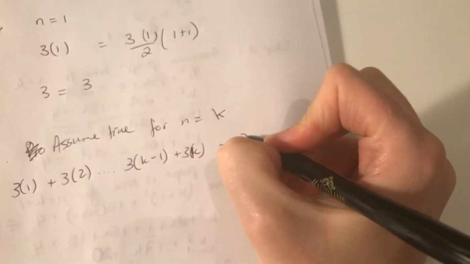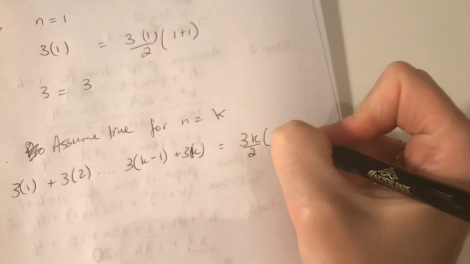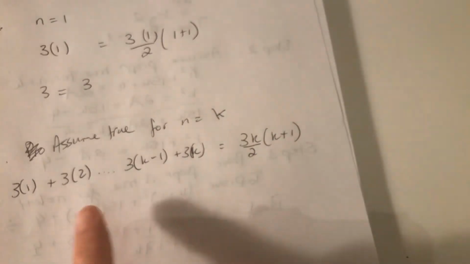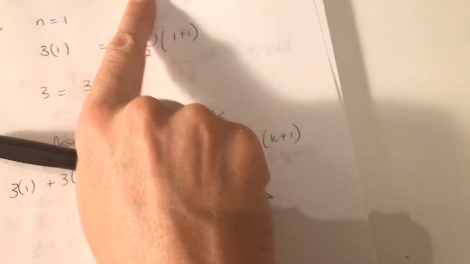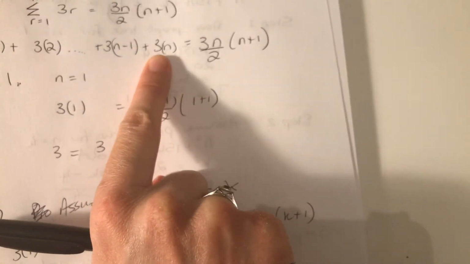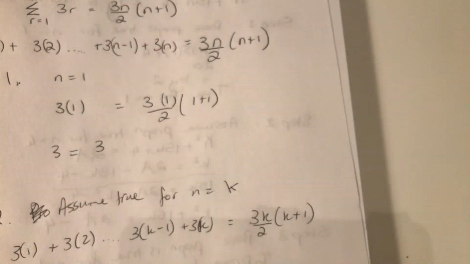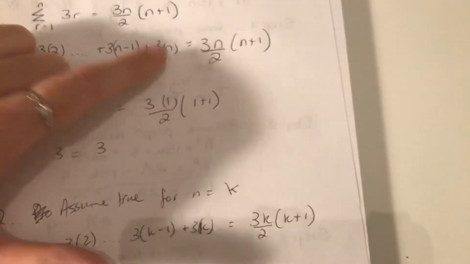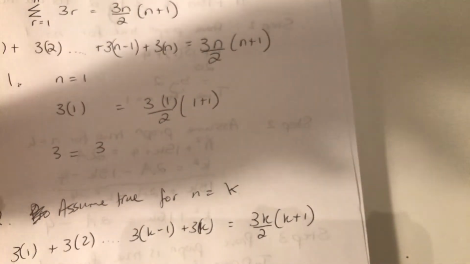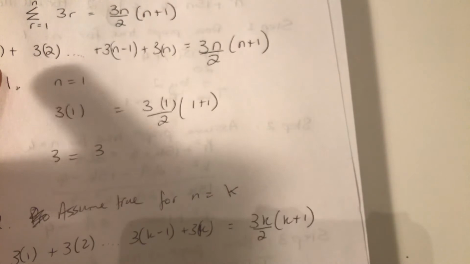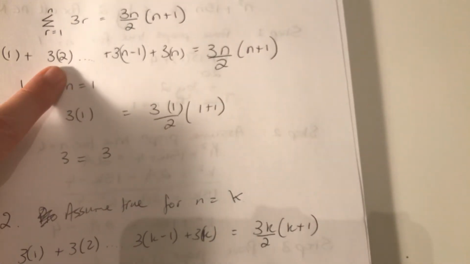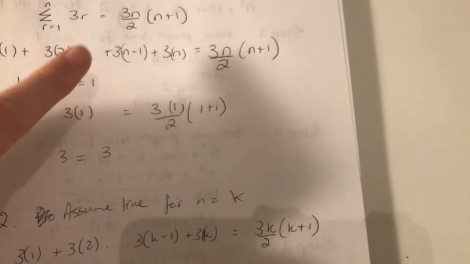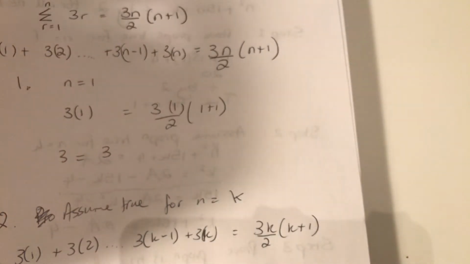So over here, 3k all over 2, bracket k plus 1. So this is like the kth term of my sequence, or the nth term of my sequence. Doesn't matter what you call it, the nth or the kth. So if you ever needed to come up with this term here, you just look at what type of sequence it is. So this one is, the first term is 3, the second one is 6, the third one is 9, the fourth one is 12. That's a linear sequence.